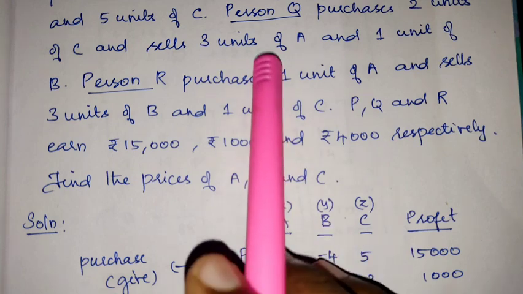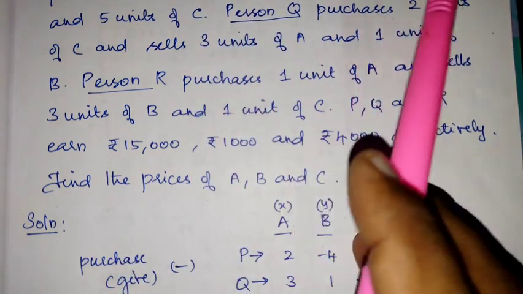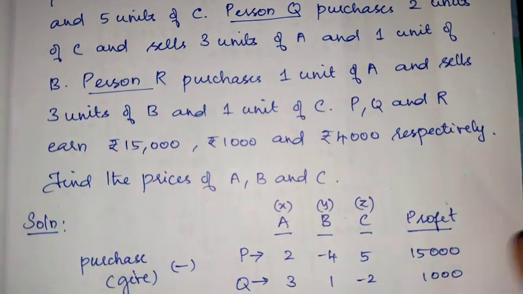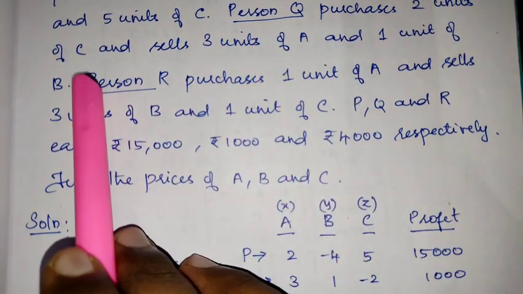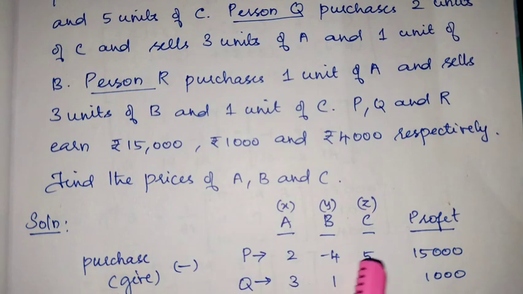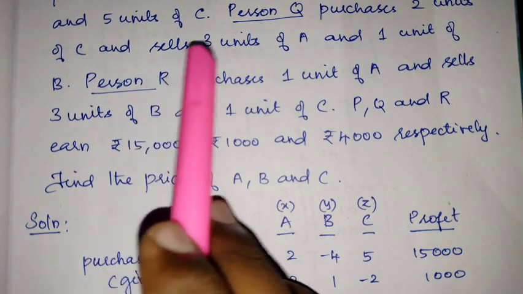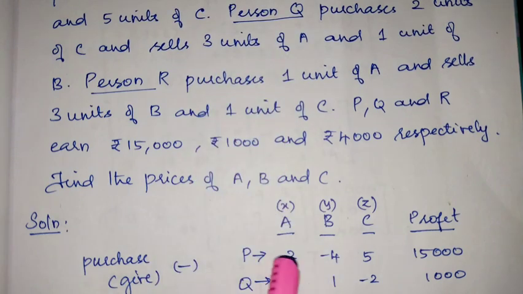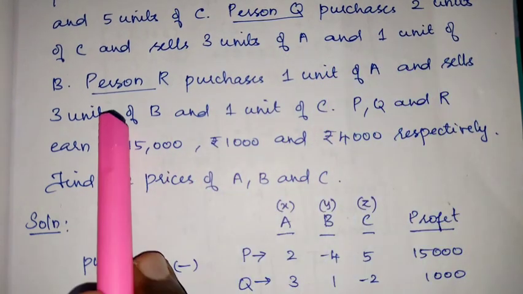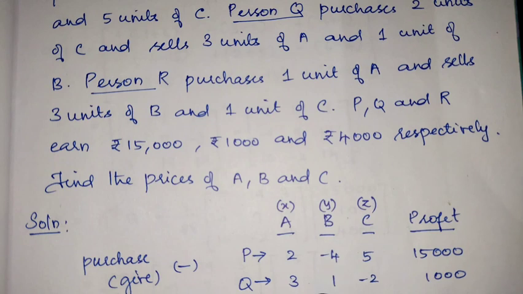The same way, person Q purchases 2 units of C. So purchase means what? Minus. So C should be minus 2. So see here, minus 2. And sells 3 units of A, so A should be plus 3. And 1 unit of B, so B should be plus 1.